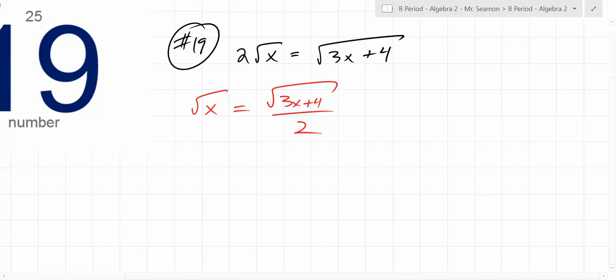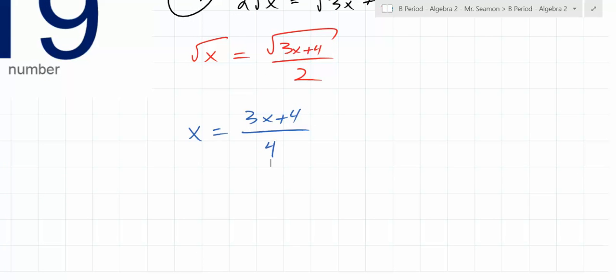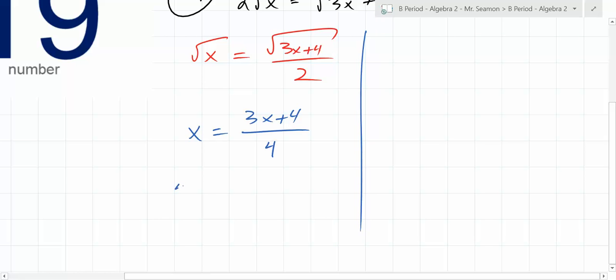Now what's your only option? Square both sides. So you know that x is going to equal 3x plus 4 over what? 4, not 2, because everything has to be squared. Both sides have to be squared. So then you multiply both sides by 4, and you get 4x is equal to 3x plus 4. So you get x is equal to 4.